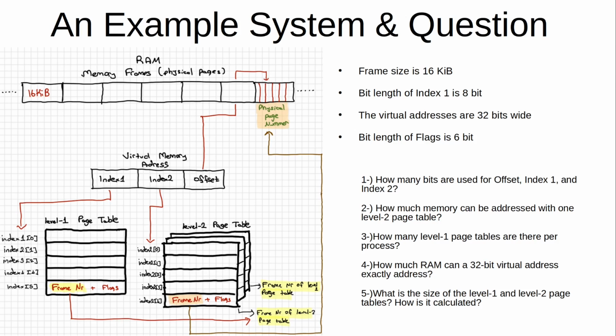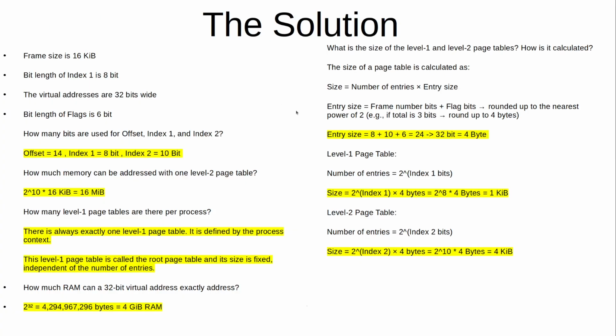Level 1 page table, 2 to the power of 8 entries times 4 bytes, 256 times 4 is 1 kilobyte. And level 2 page table, 2 to the power of 10 entries times 4 bytes, 1024 times 4 equals 4 kilobyte. Those are the maximum sizes for each level in this system.